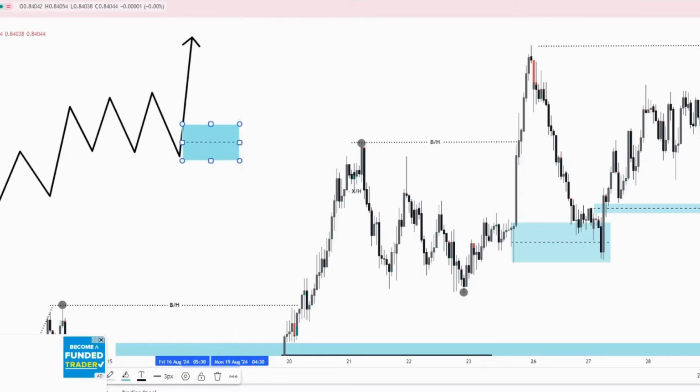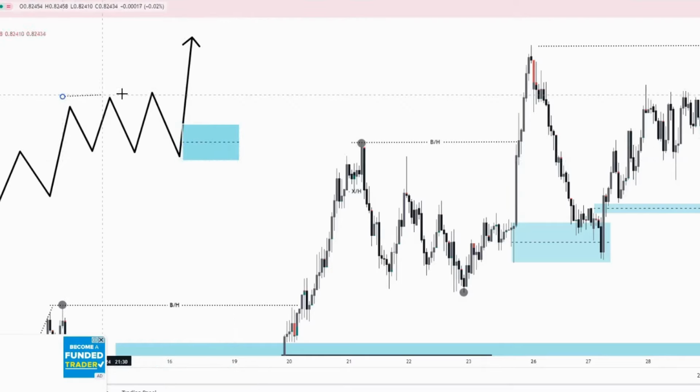Now, why will this order block work? Because this has broken the structure of this uptrend, right? And this is how you can find a valid order block. But you need to know that a valid order block needs to have an imbalance.